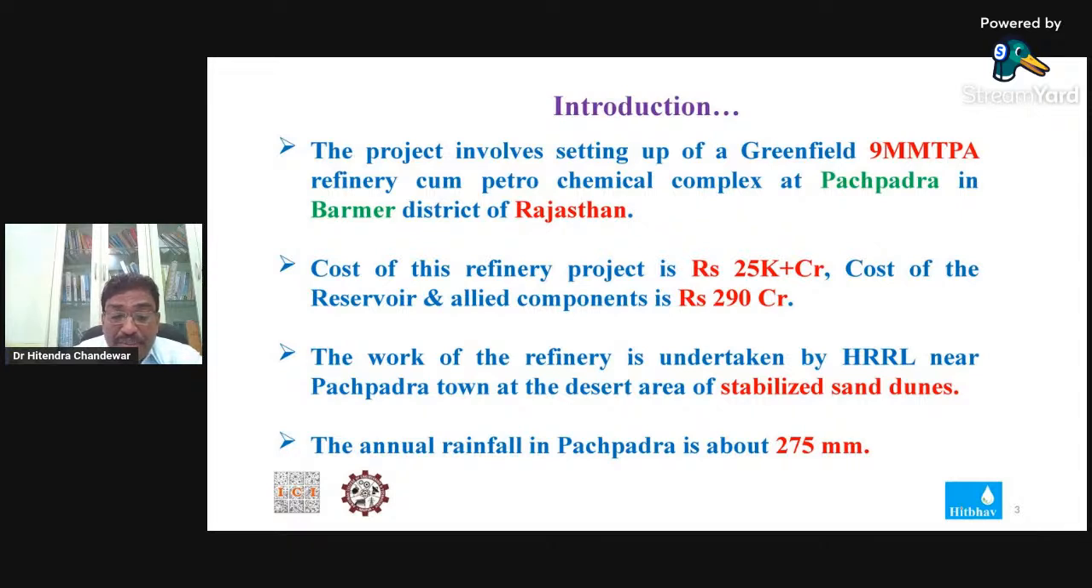Their products will be the raw material for HDPE, LDPE, then polypropylene, PVC and much more petrochemical products. So it's basically a greenfield project having capacity of 9 million metric tons per annum, and the refinery project is 25,000 crore, whereas the work of the reservoir and allied components is 290 crores.